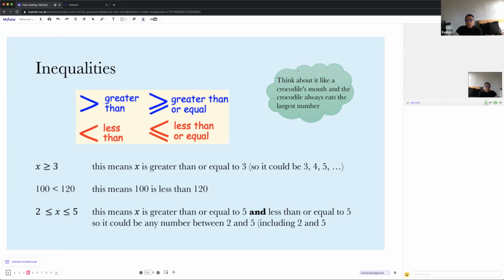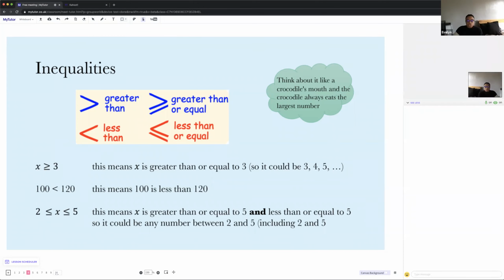Now, a lot of people do get confused with inequalities. An easier way to remember it is this. Think about it like a crocodile's mouth, and the crocodile always eats the largest number. So if you have a look here, it kind of looks like a crocodile's mouth. You can sort of imagine it. That means that the bigger number goes on the side where the mouth is open, and the smaller number goes on the other side. So if we have a look at some examples below, we've got x is greater than or equal to 3. X is on the side where the mouth is open, so x is bigger than 3. And then we have the line underneath it, so it could be equal to.